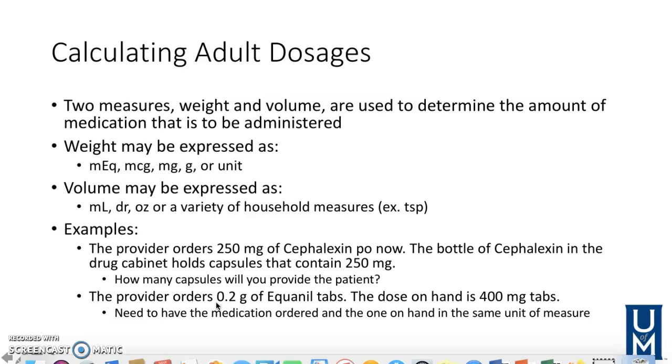So what we're going to do is change the 0.2 grams to milligrams. So that's going to make it 200 milligrams. So the provider has actually ordered 200 milligrams of Equinol tabs. We have 400 milligram tablets on hand, which means we will then have to divide up our tablet, so split it in half, so that our Equinol tab equals 200 milligrams. So we have to have the medication ordered and the one on hand in the same unit of measurement. So that's where it's important to learn how to calculate these dosages and work with those units of measurements that we have.